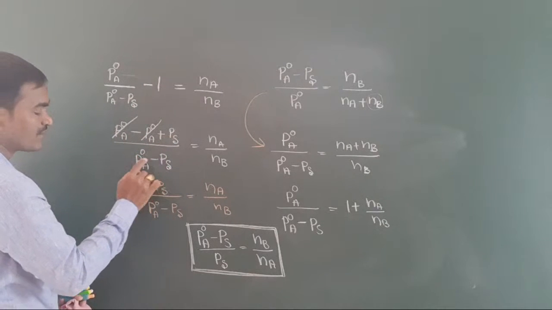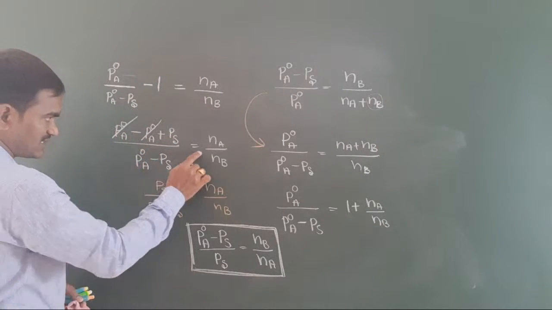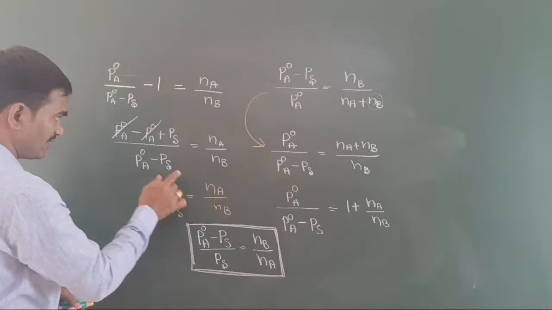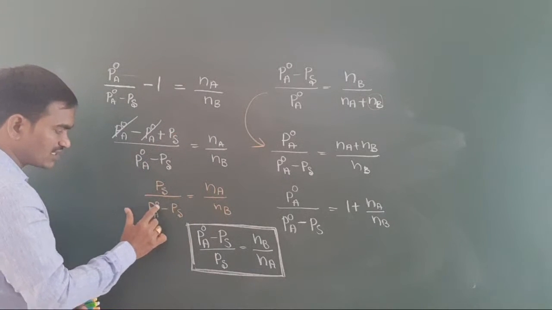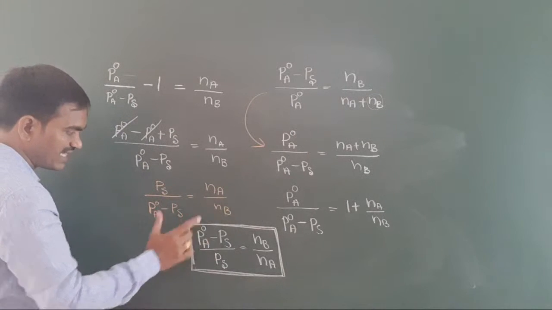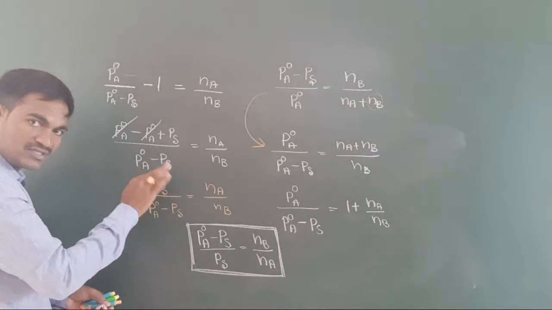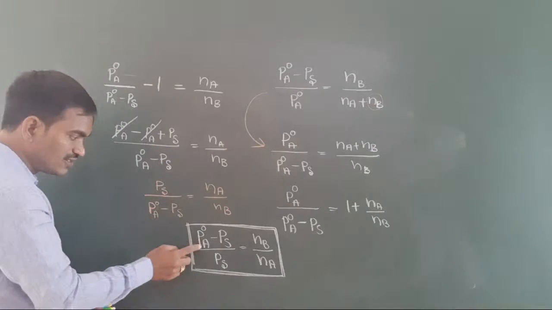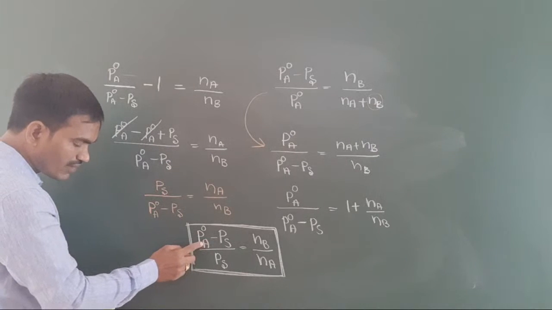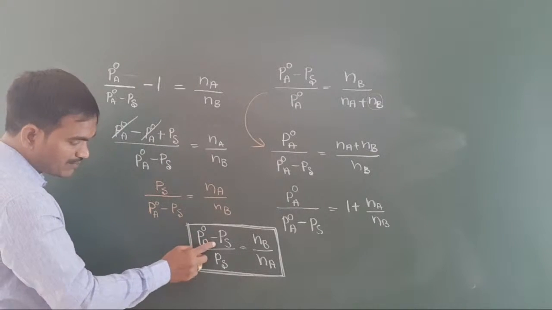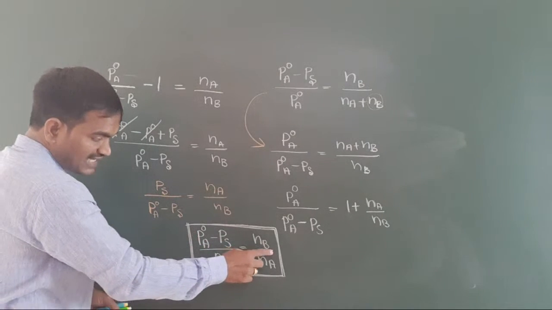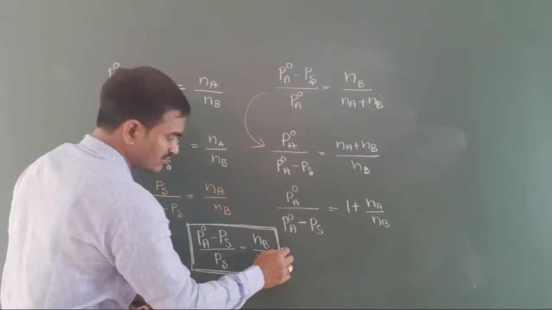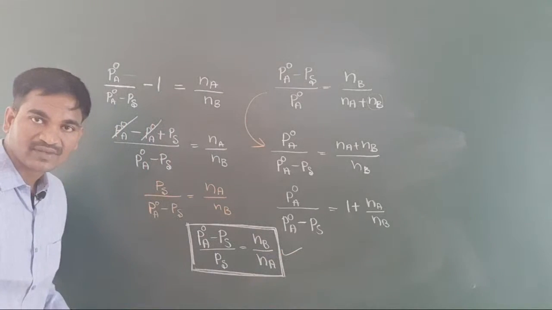PS by P naught A minus PS is equal to NA by NB. Overall remaining part I have taken like this. PS by P naught A minus PS is equal to NA by NB. Just write it in opposite, you know very well about that. So you can take it like this: (P naught A minus PS) by PS is equal to NA by NB. So this expression also we can use for objective purposes.